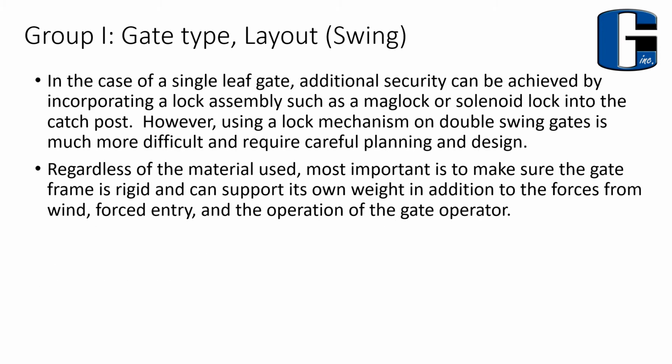In the case of a single leaf gate, additional security can be achieved by incorporating a lock assembly such as a mag lock or a solenoid lock into the catch post. However, using a lock mechanism on a double swing gate is much more difficult and requires a lot more planning and design. The alignment of two gate leaves for a mag lock or a solenoid lock has to be very precise and very predictable. Regardless of the material used, most important is to make sure that the gate frame is rigid and can support its own weight in addition to the forces from wind, forced entry, and the operation of the gate operator.